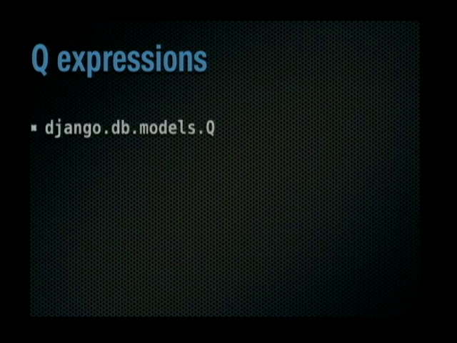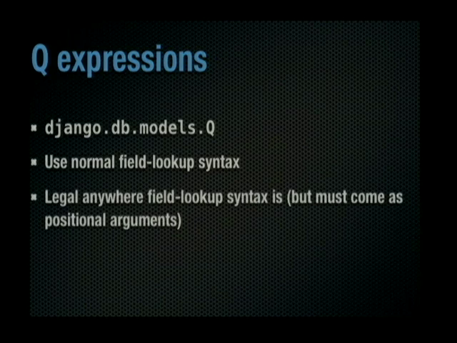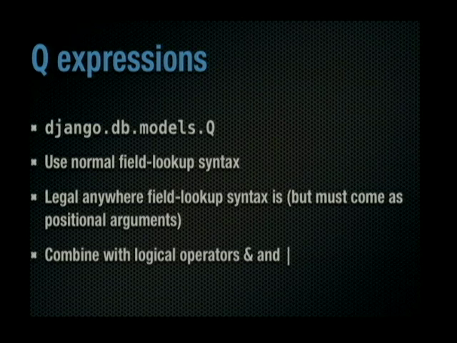Q expressions. Who has used a Q expression? Okay, a lot of you. This is django.db.models.q, basically just your field lookup syntax. Anywhere that you can specify field lookups, you can specify these. You just have to specify them as positional arguments. The nice thing about them is they combine using logical operators, which lets you very easily build more complex queries from fragments of lookups. You can also negate them with a logical not, which is nice because otherwise you can't actually negate a query in Django. You have to do exclude instead of whatever you were doing. They do allow you to reuse query fragments over and over again and write them only once, which is really, really handy.